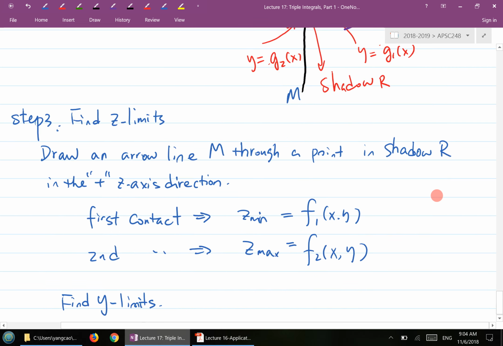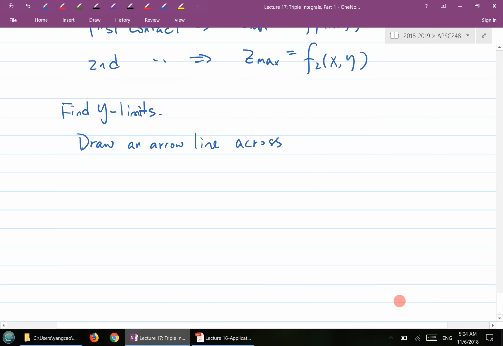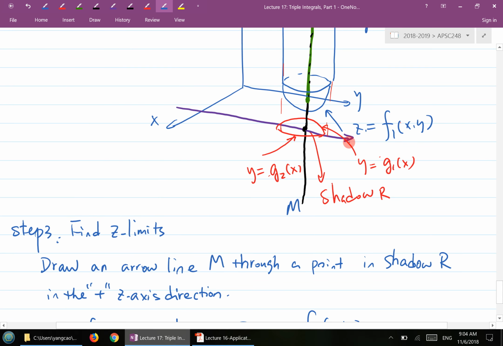So that line, here we draw it across the shadow R. So draw an arrow line across shadow R in the positive y-axis direction. That's the purple one. We draw it here. Good?